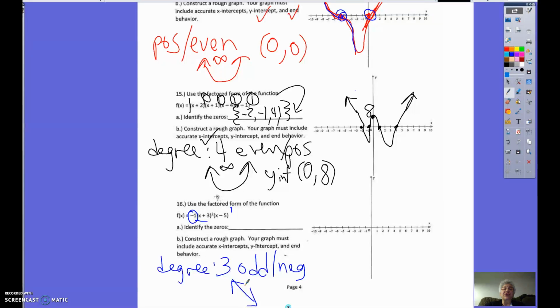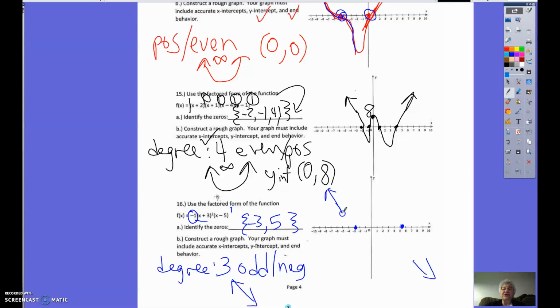So we know at the end of each of our functions, we're going to go up on the left and down on the right. In between, we have all of our zeros or x-intercepts gotten from the factors. One factor is x plus 3, so as a 0 or x-intercept, it's -3. The other factor is x minus 5. As an intercept or 0, it's going to be +5. And then the multiplicity of 5 is going to be 1. The multiplicity of -3 is going to be 2.